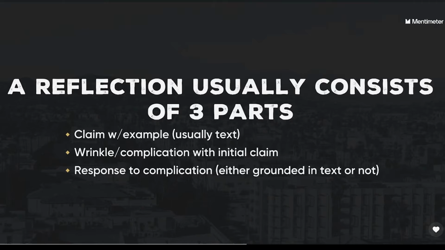What does that look like? So a reflection usually consists of three primary parts. First is the claim with the example, usually the examples from the text. And next, there's a wrinkle or complication with that initial claim that raises some tension that interests the reader, that they also may hold. And then you have the response to the complication, which can be grounded in either the text or not the text.